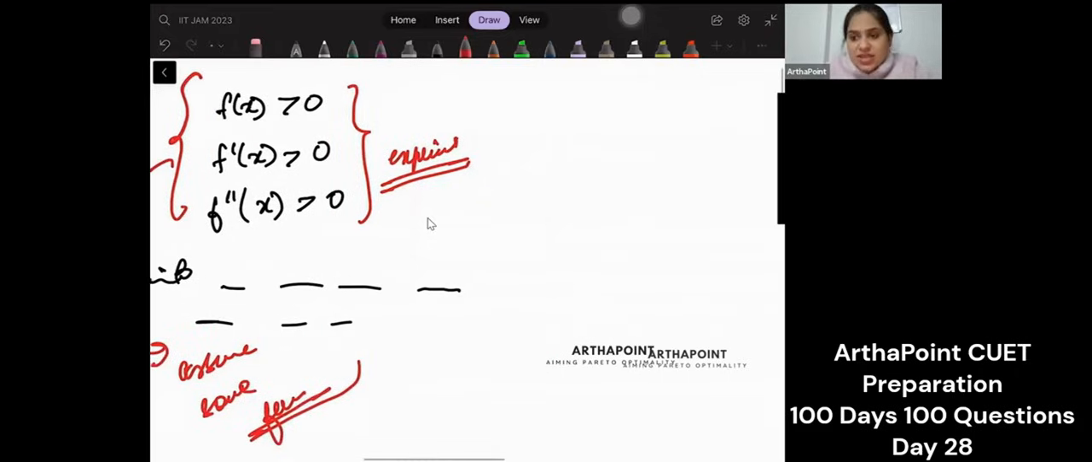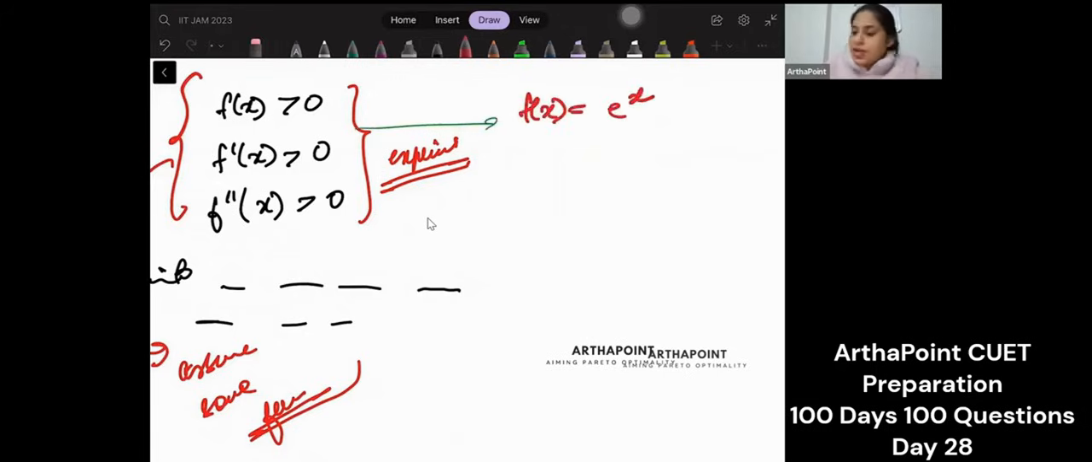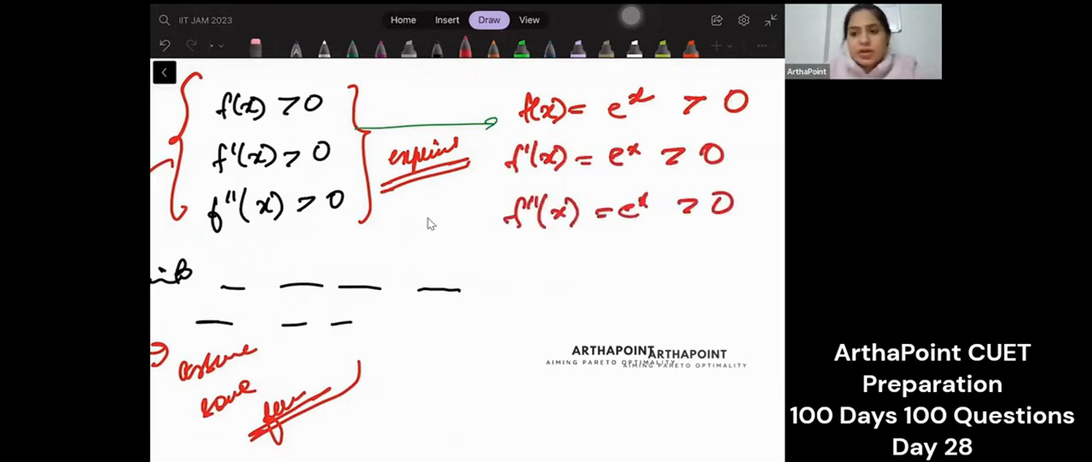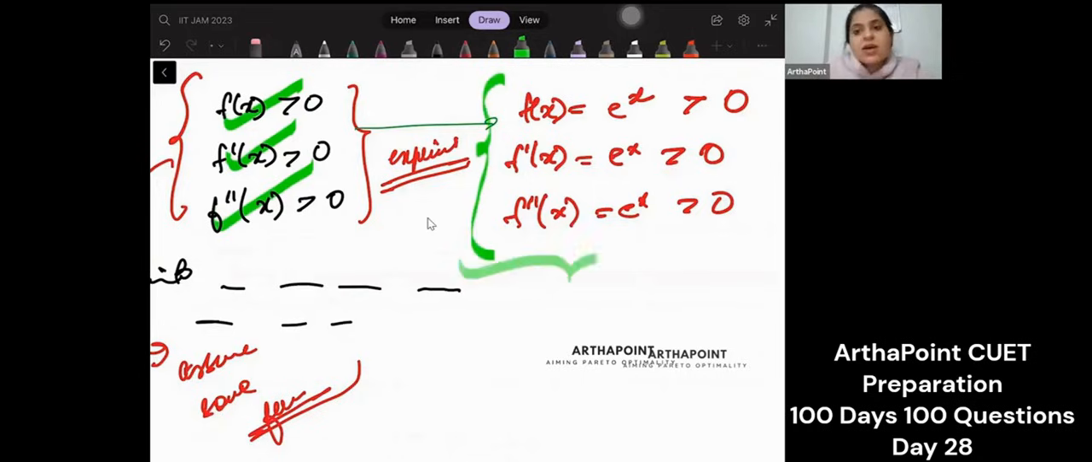This will only come with practice. One classic example of this is when your function is e to the power x. The exponential function is greater than 0. You find f dash x, that's also greater than 0. You find f double dash x, that's e to the power x, also greater than 0. So sometimes they will give you some properties of the function, but you can only solve that question by assuming some function and not directly.